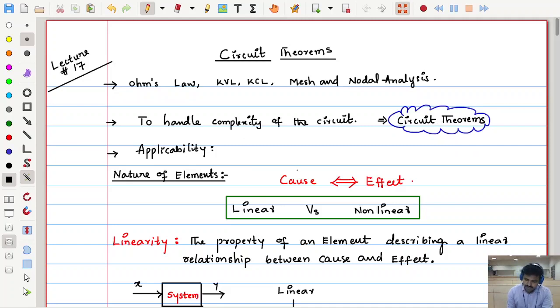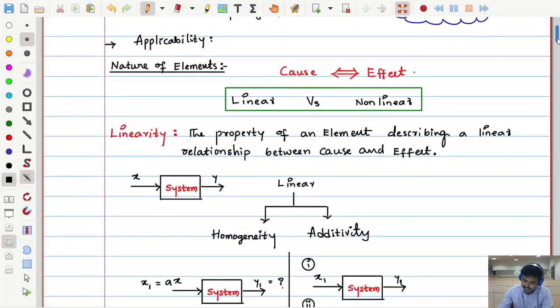And we need to look at the applicability of these circuit theorems. The applicability of the circuit theorems depends on the nature of the elements. So based on the nature of the elements, we see whether a particular theorem is applicable to that network or circuit or not. Then how we define the nature is based on the cause and effect relationship.